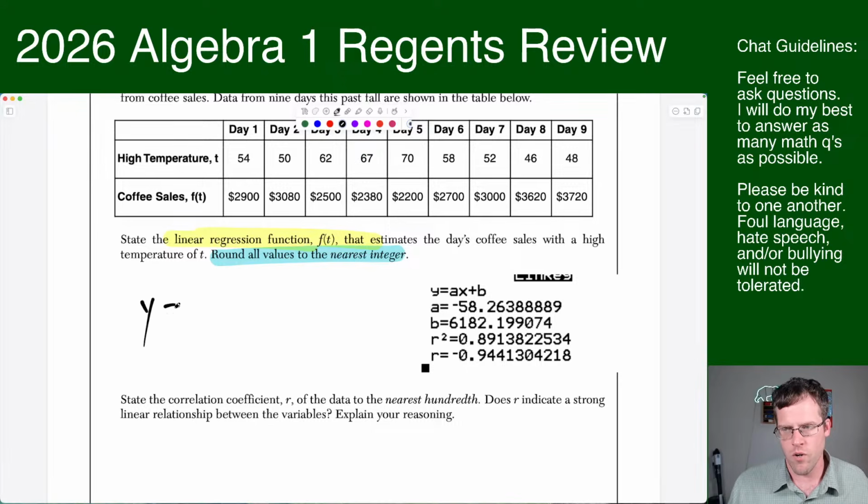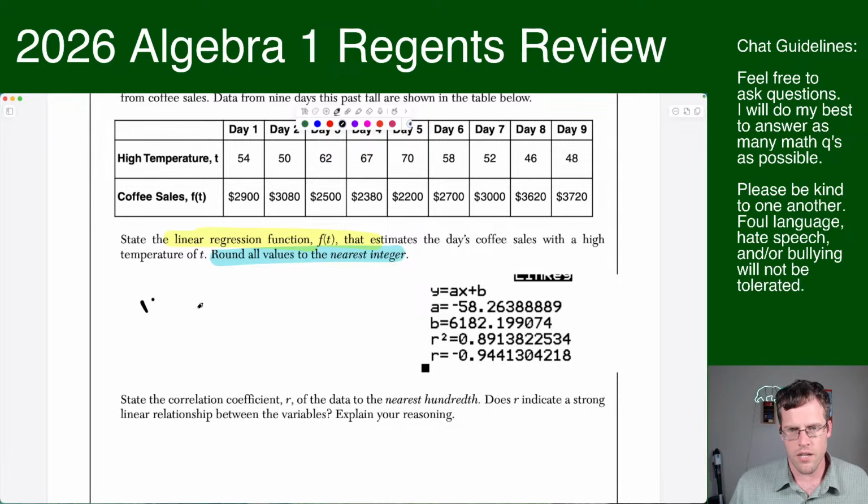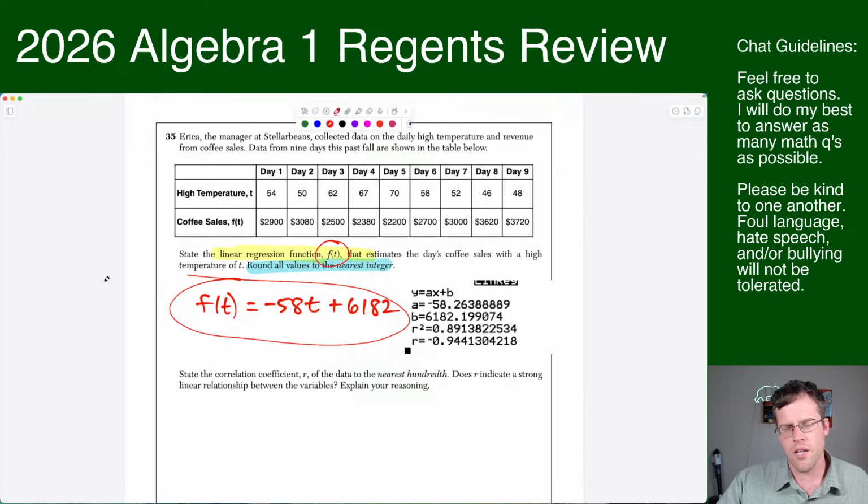All right, now one thing. Please don't do this. Don't go, like, y equals negative 58x plus 6182. This would be a real tragedy, okay? This is no good. They told us to state the linear regression function f of t. So this is like an I gotcha detail. You have to name it f of t, and it has to be in terms of t, not x. So you have to say negative 58t plus 6,182. All right, that would get you the credit. Fix that. Okay, so just be careful. Those are details that make you get a 99.